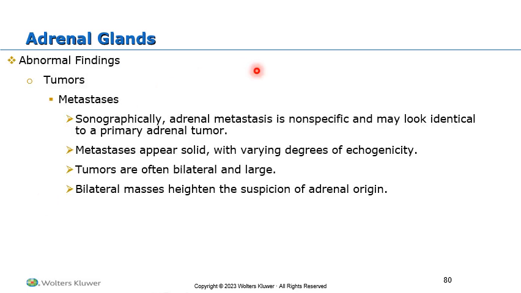Okay, metastasis from the adrenal glands. This is usually non-specific and can look like any other tumor, so it would have to be identified and then biopsied to determine where it came from. They can be bilateral and large. They can be solid, but they have varying degrees of echogenicity, so it's going to make it really challenging to see a metastasis in the liver and know it came from the adrenal gland.